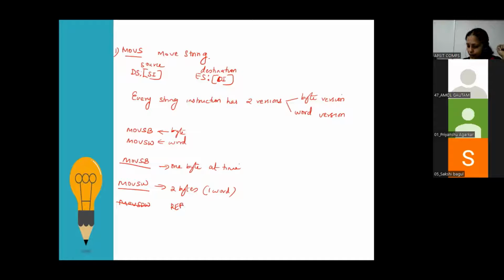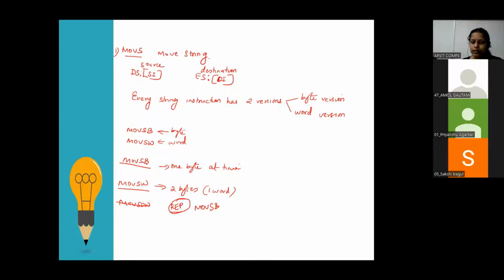Okay, so if I write REP MOVSB, what does it mean? I'm moving bytes only, but I'm using a prefix REP. That means this is going to repeat some number of times. By using the REP prefix, you will be able to transfer larger blocks of data.